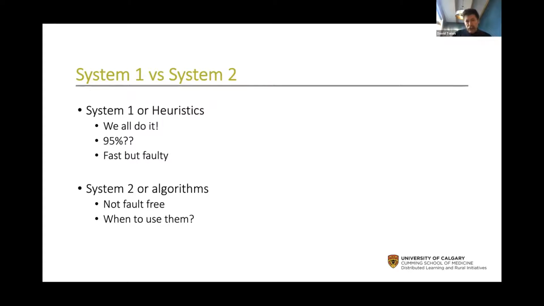But the counterpoint that has been pushed on us for the last couple of decades is that algorithmic thinking, following pathways, taking it steady, is much more reliable. And there's quite a bit of evidence that that's not true, that it's not fault-free.